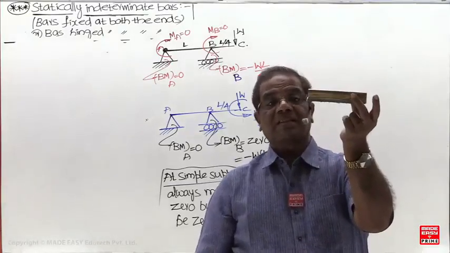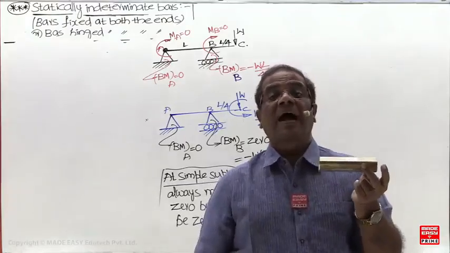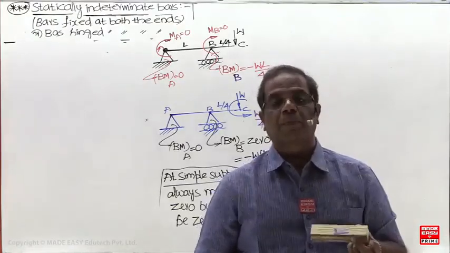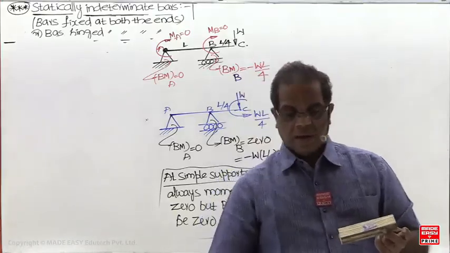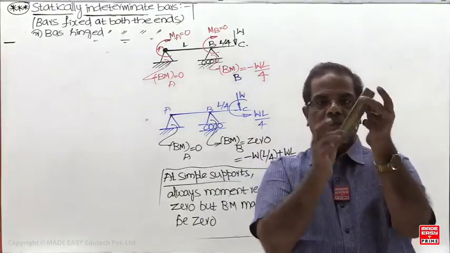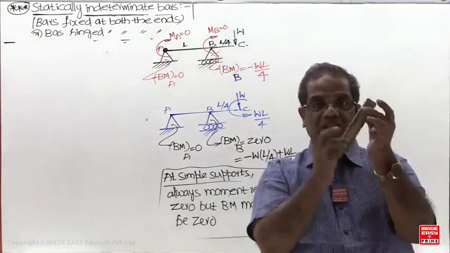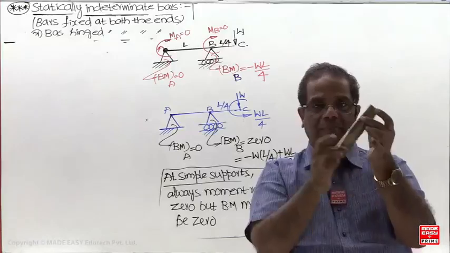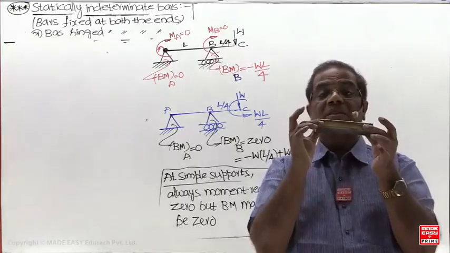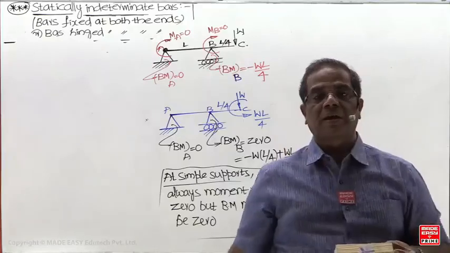So my fingers behave like a hinge support. But in the previous case, my hand behaves like a roller support. Like this, both hands are two hinge supports. Only rotation is permitted. So this is nothing but a simply supported beam. Two hinge supports at the extreme ends make a simply supported beam.